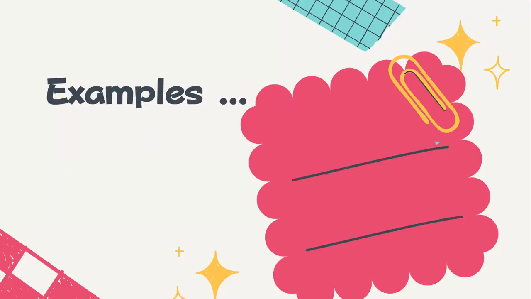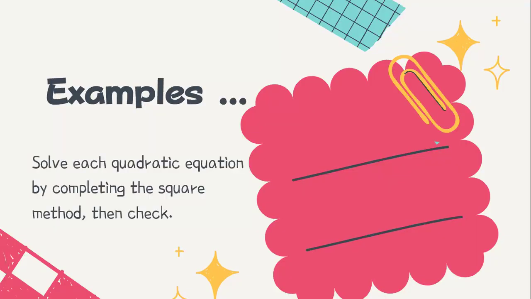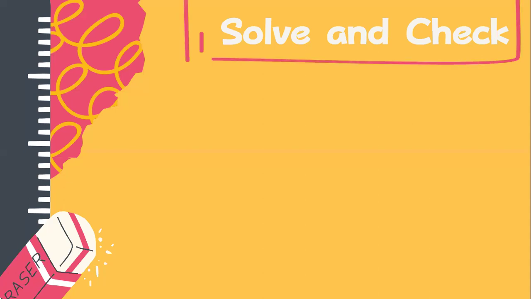So let's have an example. Solve each quadratic equation by completing the square method, then we check. We just have two equations here: x squared minus 6x plus 7 is equal to 0, and 3x squared plus 5x is equal to 2. So let's have the first equation. Let us solve x squared minus 6x plus 7 is equal to 0.